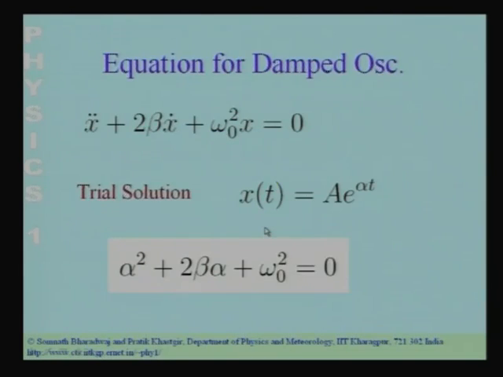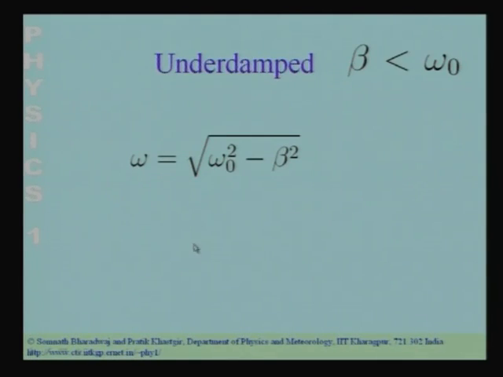It is hence convenient to take the minus sign out and define a positive real number, omega naught square minus beta square. The square root of this is defined to be omega. In terms of this variable omega, the two roots alpha 1 and alpha 2 can be written as minus beta plus i omega, that is alpha 1, and alpha 2 is minus beta minus i omega, where, again I will repeat, omega is the square root of omega naught square minus beta square.